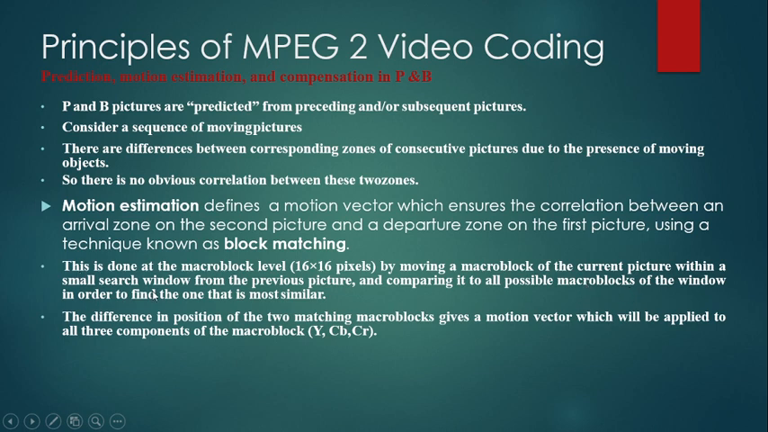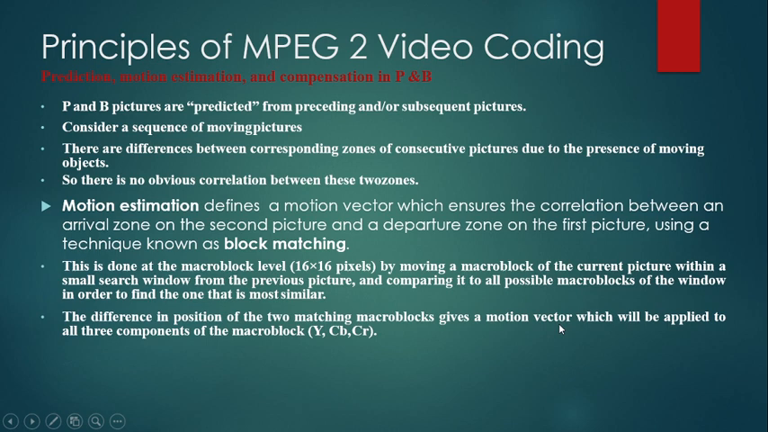We have a search window, and where we find the maximum correlation, that is what we are going to find out. The difference in position of the two matching macro blocks gives us a motion vector, which will be applied to all 3 components of the macro block, that is to luminance as well as chrominance components. So what are we going to do? We have a current frame or current picture. At the macro block level, we compare it with the macro block of a previous picture. There we have a small search window, and we compare where we have the difference, and the difference alone we specify by means of a motion vector.